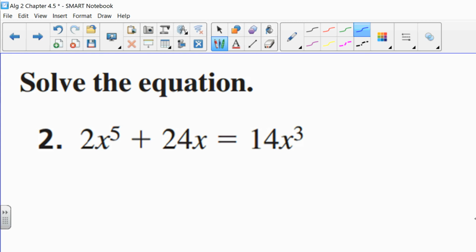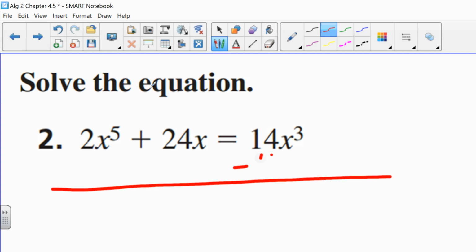Let's look at this one. I know I skipped one, but let's look at this one here. So we have 2x to the 5th plus 24x equals 14x cubed. Well, what's one thing we need to do first if we're wanting to graph it? Right, we need one side equal to 0.